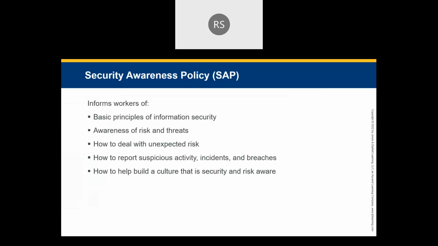Now, the SAP also helps to build a culture that is security and risk aware. It promotes the adoption of security best practices, adherence to the policies and procedures, and also ongoing diligence in identifying and mitigating security risk.